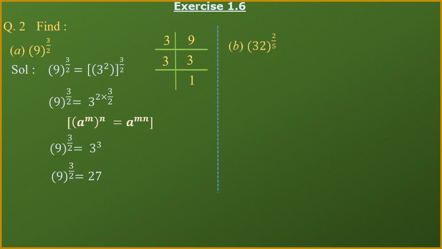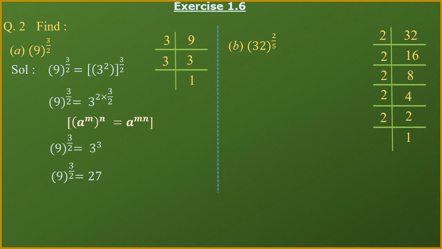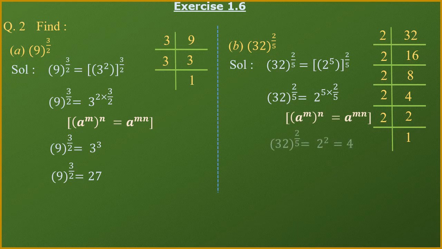Next part is 32 to the power 2 by 5. If I factorize 32, that I have shown you earlier how we can factorize 32, it will contain 2 to the power 5, means 2 will come here 5 times. So we can write down 2 to the power 5, and whole power is 2 upon 5. Now again it contains two different powers, and if I multiply both the powers by the same formula, 5 and 5 will be cancelled, and then only 2 to the power 2 will remain, and hence it would be equal to 4.